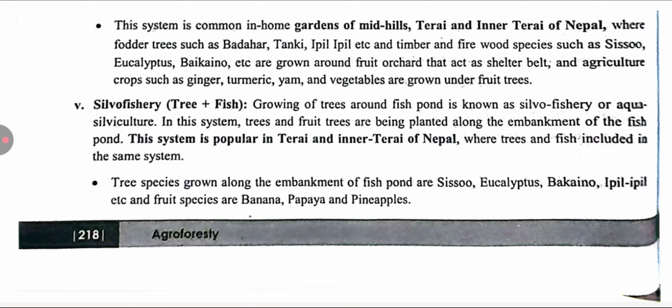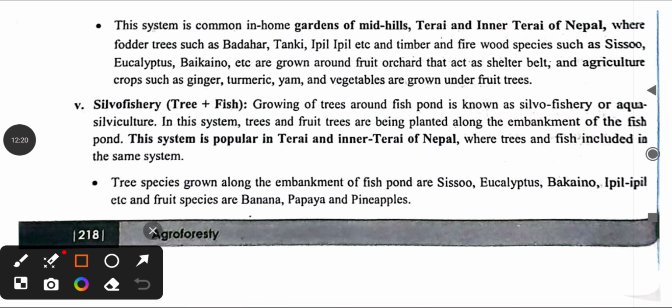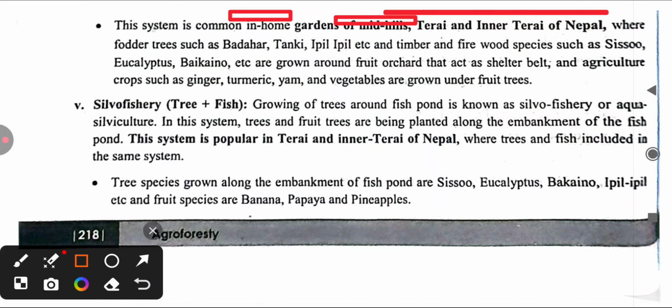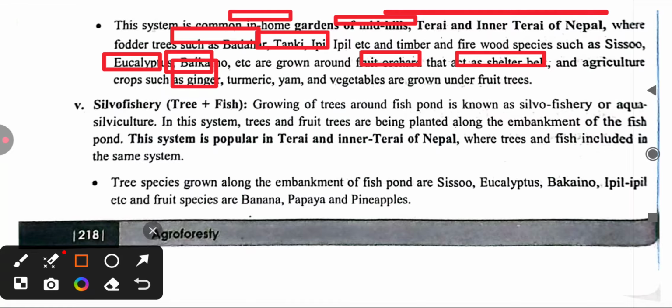And this system is common in home gardens of the mid hill, Tarai, and Inner Tarai of Nepal, where fodder trees such as Badahar, Taki, Ipil-ipil, etc., and timber and firewood species such as Sisau, Eucalyptus, Bakaino, etc. are grown around fruit orchards that act as shelter belt. Agriculture crops such as ginger, turmeric, yam, and vegetables are grown under fruit trees.